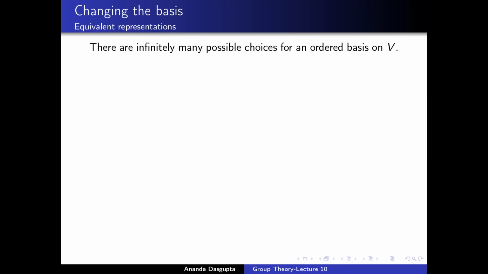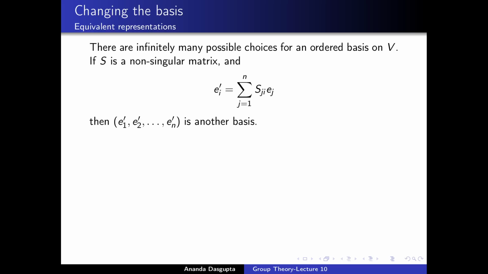So let us start with a given basis E1, E2 up to En on a vector space capital V, and then figure out exactly how a change of basis is done. This is of course elementary linear algebra. I am just reminding you of this result. If S is a non-singular matrix and E1 prime, E2 prime up to En prime is connected to E1, E2, En via this relation, Ei prime equals summation over j going from 1 to n, Sji Ej, then E1 prime, E2 prime up to En prime gives another ordered basis of the vector space V.